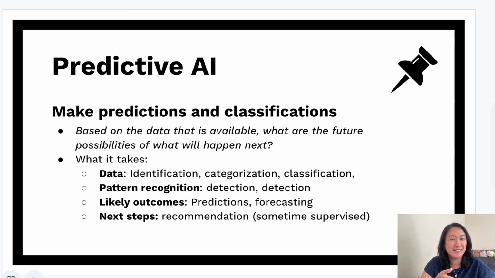So, what does it take to make something predictive? There's the data, so there's information that it needs to have. The AI will need to recognize patterns in that data. I say detection twice, I'm going to erase one of those. But yeah, pattern recognition. So it needs to have the data. It needs to be able to see if there's a relationship in the way that the data is presented and the relationship between the individual datum.